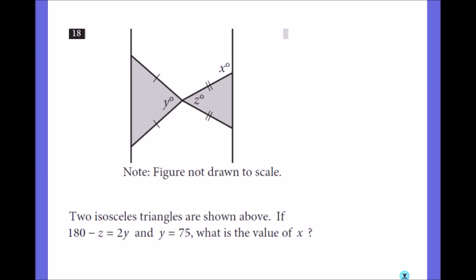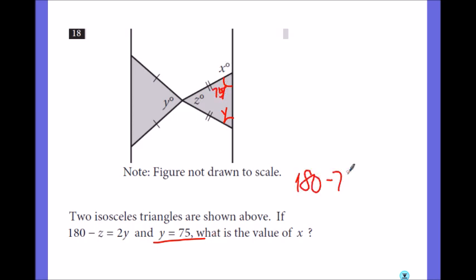Okay? So here, 2 isosceles triangles are shown above. If 180 minus z is 2y, y is 75, what is the value of x? All right. So here, 180 minus z equals 2y. That means if these are isosceles triangles, these two are equal. So 180 minus z will give you the sum of these two, which is 2y, and they're equal, so this must be y and y. So if y is 75, what is x?